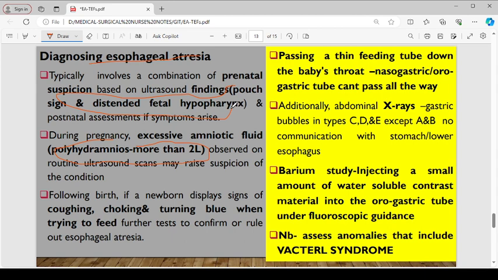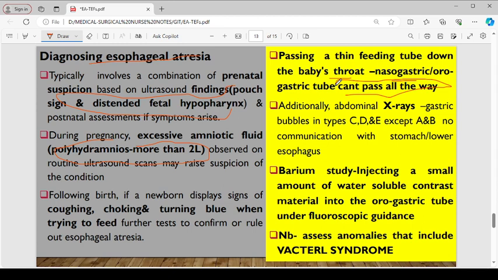So also following the birth, if a newborn displays signs like coughing, choking, and turning blue when feeding, you have to subject this child to a confirmatory test to rule out esophageal atresia. So clinically, you could try passing a thin feeding tube down the baby's throat, and it could be a nasogastric or orogastric tube. You find that in most cases it can't pass all the way. Okay, so you find that there is a blockage.